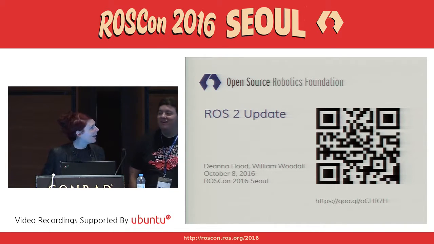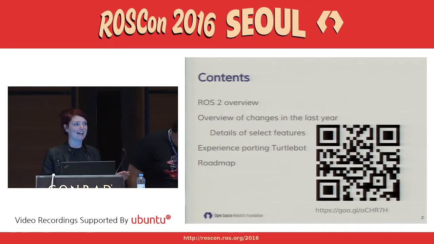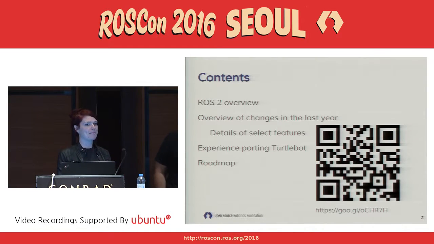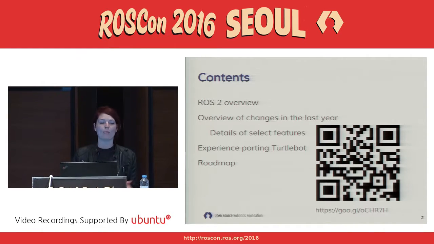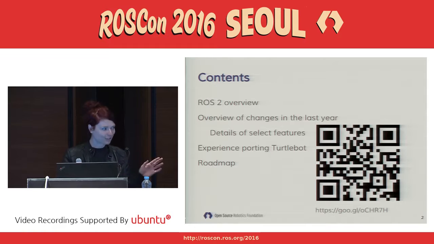So we'll get started. As we are aware, not everyone in this room might have heard of the ROS2 project before, so we'll start off with an overview, go into some high-level overview of the features that have changed in the last year and some implementation details of a few of them, and our experience in the last year working with real robots on ROS2, the Turtlebot specifically, and the roadmap of what's headed in the future for the project.